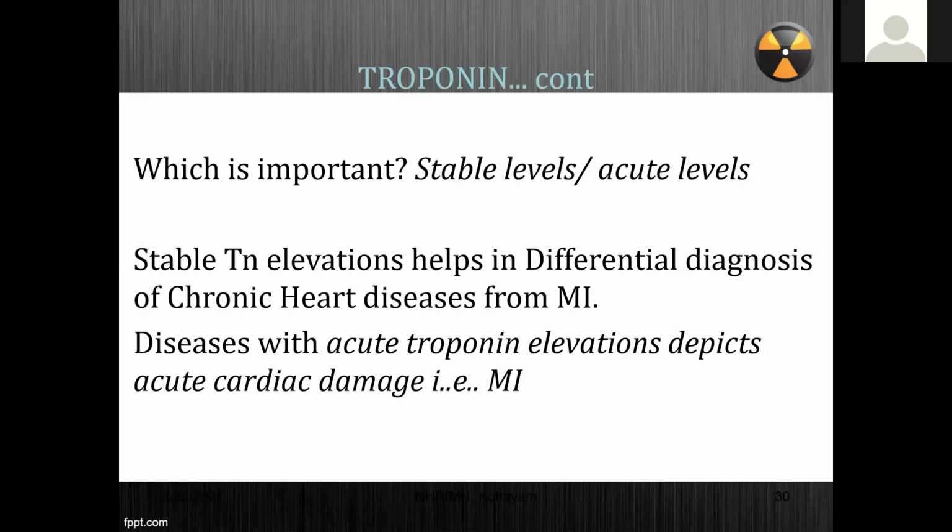Sir, for the last many years I have had this troponin level. Why are you getting confused with the patient? Okay. But if the patient has acute levels, though it is chronically stable, but suddenly it is shooting up, then you have to suspect MI.